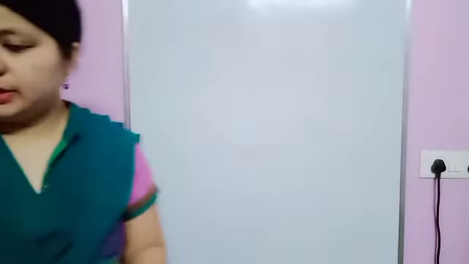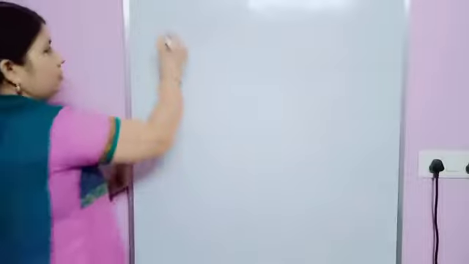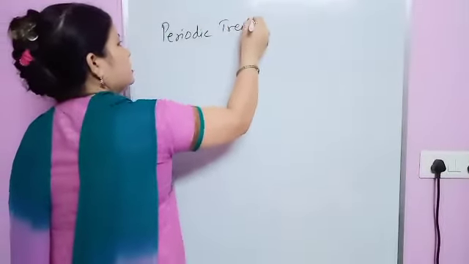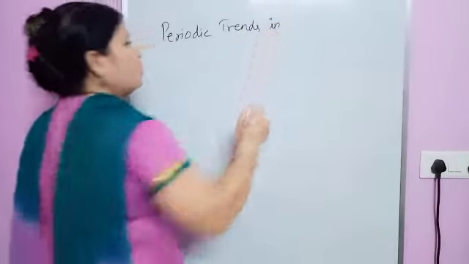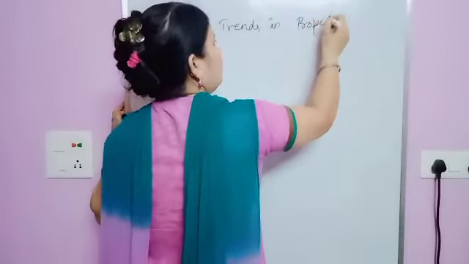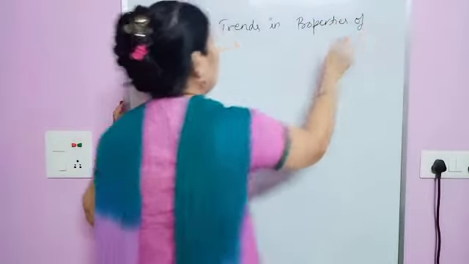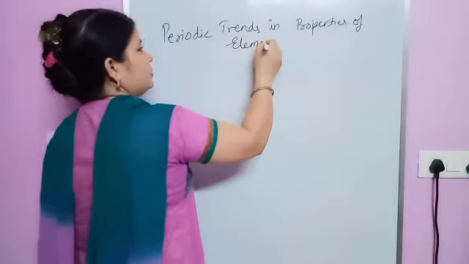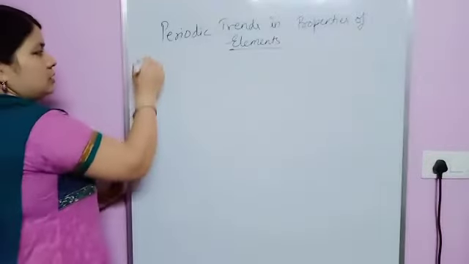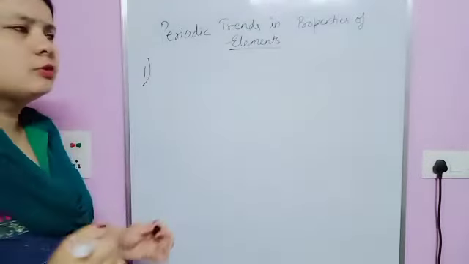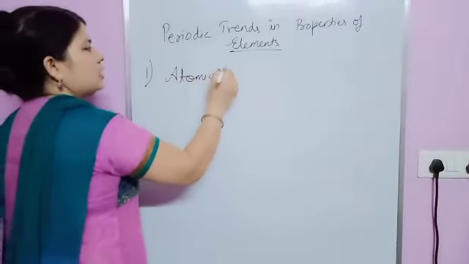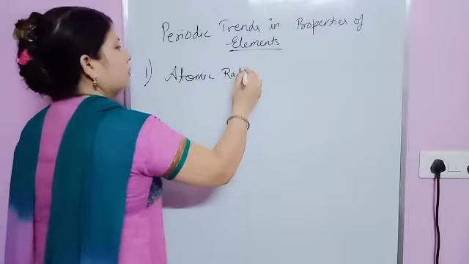Now our next heading is periodic trends in properties of elements. Now just see, in this one we have different properties. So we'll start with the first one. You all are familiar with this also. That one is regarding atomic radius.